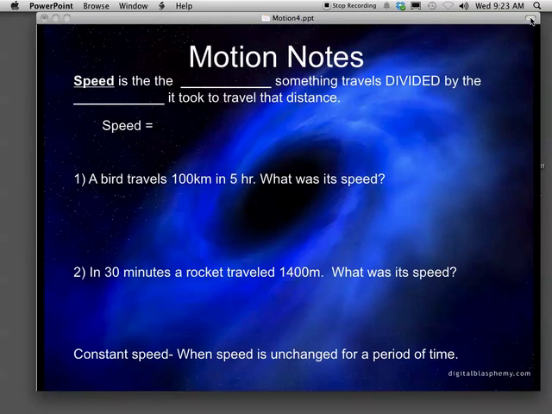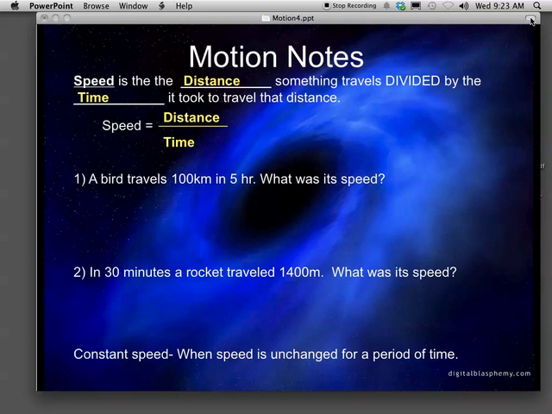All right, so speed. We talked about this earlier. Speed is the distance that something is traveling divided by how long it took to go that distance. So it's a unit of distance divided by a unit of time. Our formula: speed equals distance divided by time. You could abbreviate it S equals D over T. That's fine when we're solving these problems.